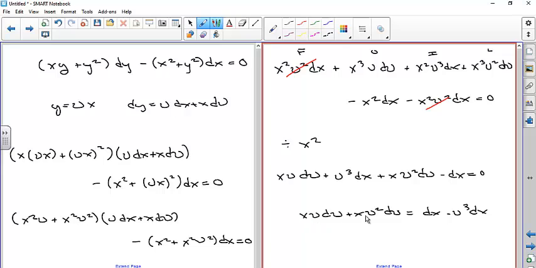Okay, so here we can factor out the x in the front. And what we have left is nu plus nu squared. And then we'll factor out the d nu on the other side. So this goes to the right, this goes to the left. What's left is nu plus nu squared. And back here we can factor out the dx. So we get negative 1 minus nu cubed dx.